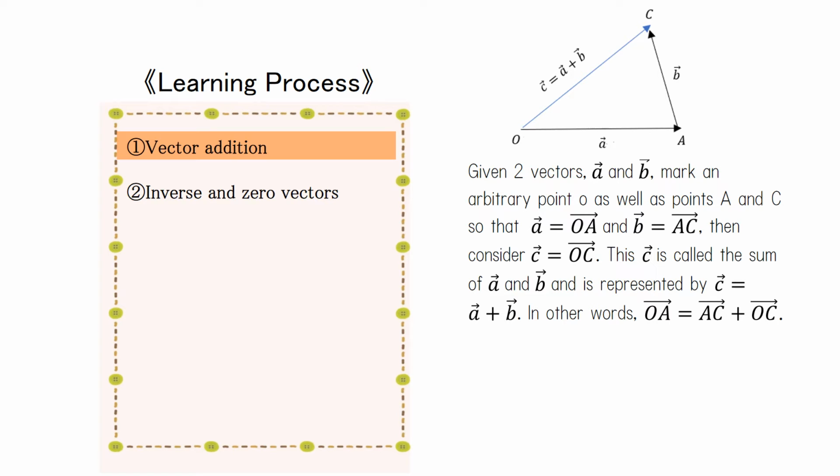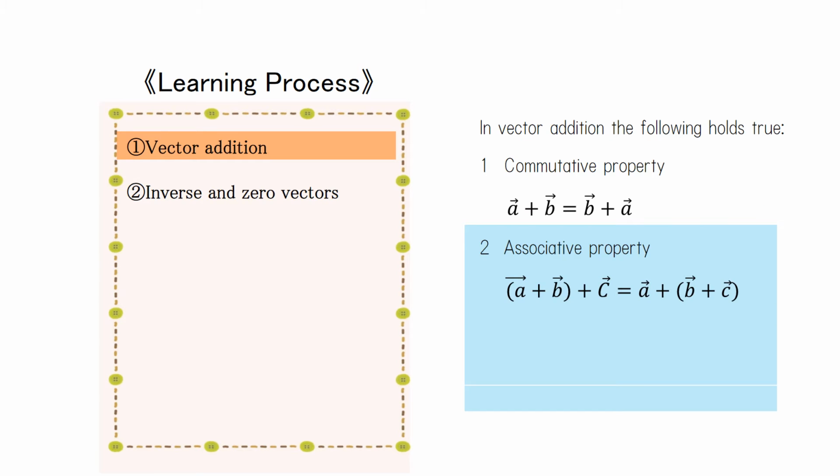Given two vectors, vector A and vector B, mark an arbitrary point O, as well as points A and C, so that vector A equals vector OA, and vector B equals vector AC. Then consider vector C equaling vector OC. This vector C is called the sum of vector A and vector B. It is represented by vector C equals vector A plus vector B. In other words, vector OA equals vector AC plus vector OC.